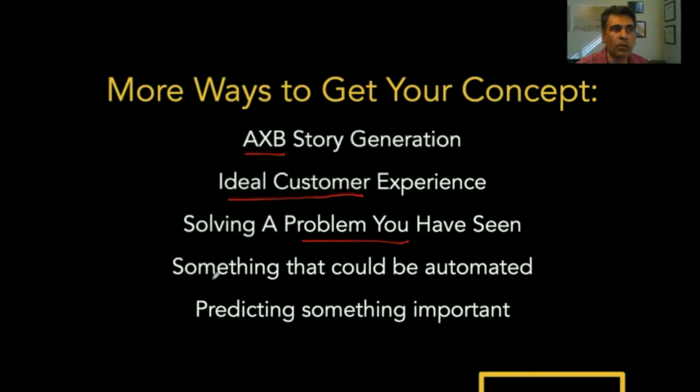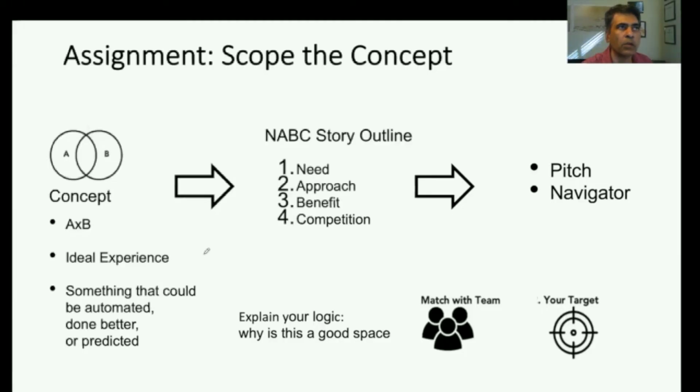You can think about something that could be automated, and you can also think about predicting something that is important or predicting something of value. All of these are the beginning of a concept, which you can develop into a project for the class. So what you're going to do is start to work on scoping the concept for your project and eventually develop it into the full story and into the project itself.